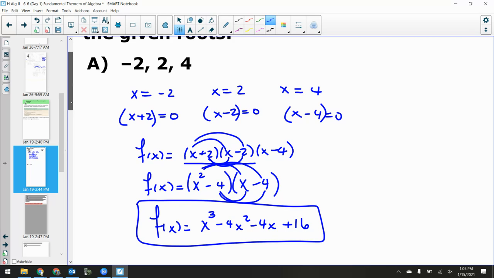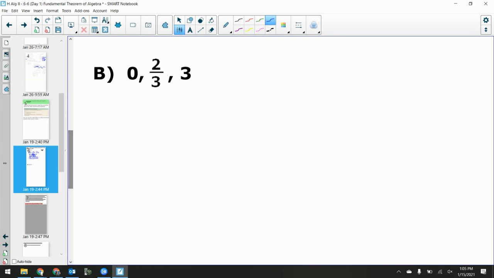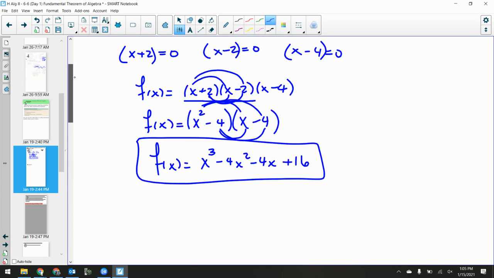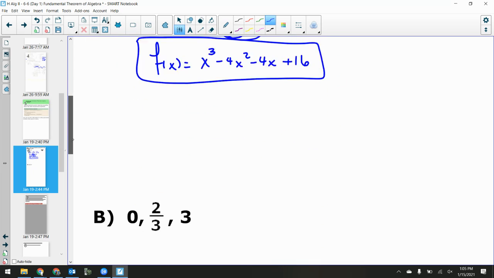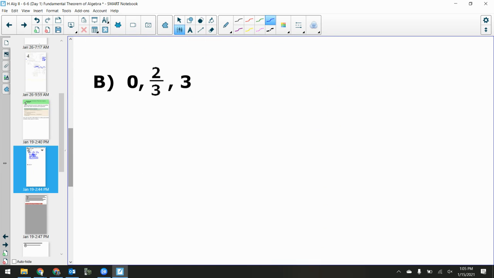Okay, let's do that again. Let me ask you something here. How many roots did I have? 3. What was my degree? Okay, hold on. Let's do this again, and then we'll look at that as well. I've got 0, 2/3, and 3. All right, so that means I've got x equals 0, x equals 2/3, and x equals 3. I've got nothing to do here with my x equals 0. That's the factor.